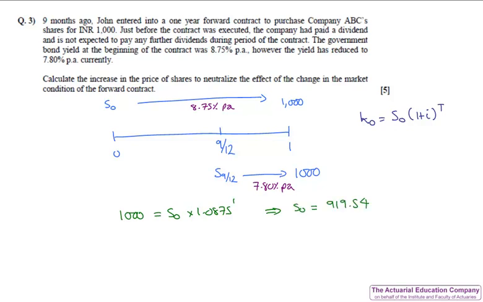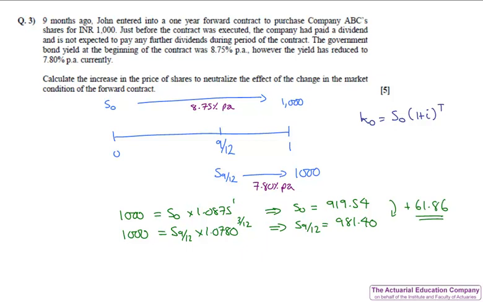919.54. Using the formula at time 9 months gives us 1,000 is equal to the share price at 9 months times 1.0780, and there's 3 months left. Solving this gives a share price of 981.40. So we can see there's an increase of 61.86.